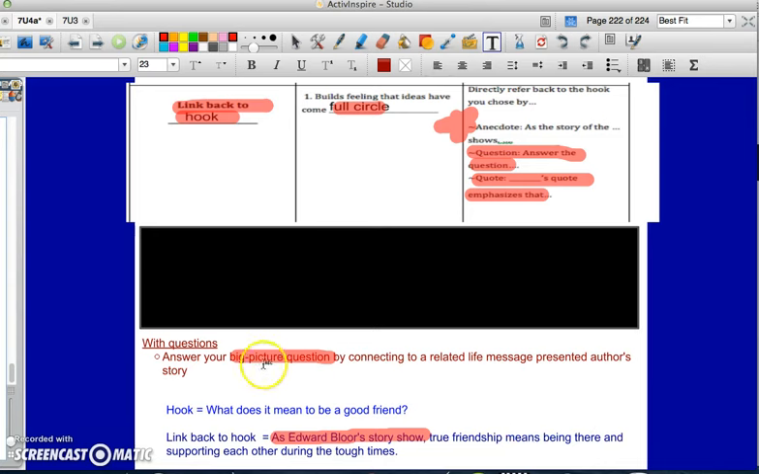So I've got this big picture question as my hook, and in my link back to the hook, I'm linking the story to this big picture idea. In other words, I'm moving out from the specifics of the story to information that my audience should get to know and should take away from this essay.